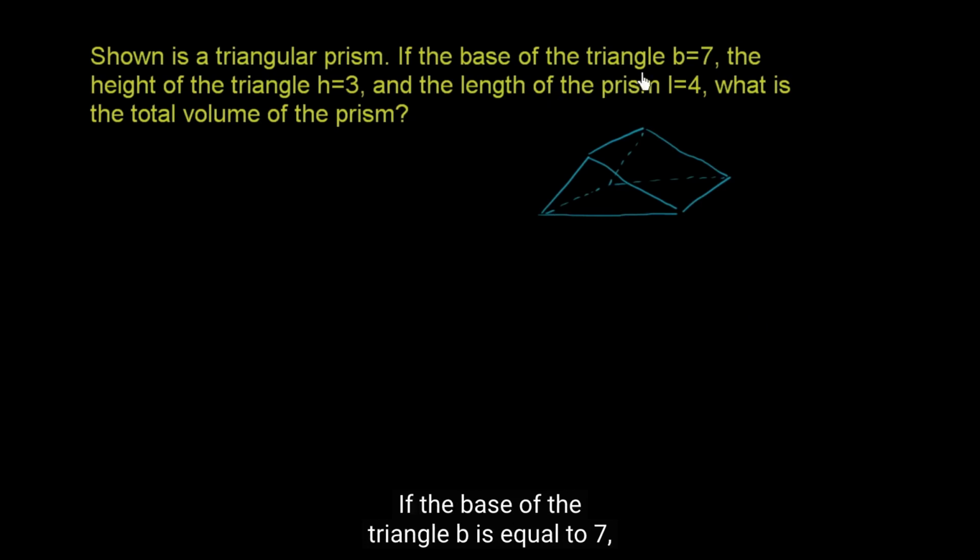If the base of the triangle B is equal to 7, the height of the triangle H is equal to 3, and the length of the prism L is equal to 4, what is the total volume of the prism?